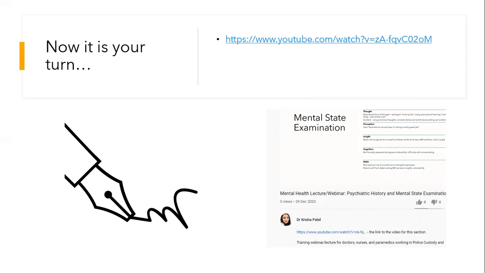Once you've done that, talk in your small groups and see what you've written. Remember, with a mental state examination, the idea is to write it in such a way that you're able to describe what the patient is like to somebody who is not there. So try to be specific in your responses and give examples and use verbatim things if possible.